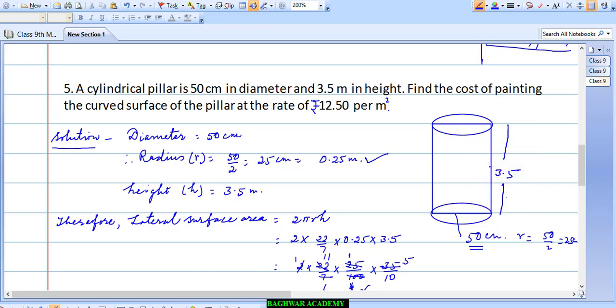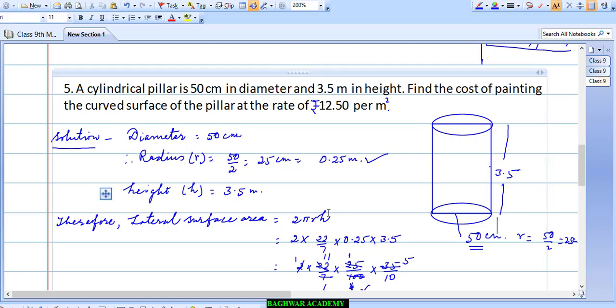You need to find out the cost of painting the curved surface of the pillar at the rate of 12 rupees 50 paisa per meter square. So easy question it is. You need to find out the curved surface area of the pillar, and it is required to be multiplied by 12 rupees 50 paisa, and you will get the answer. The same thing has been done. Just see, radius we have got 0.25 meter, height we have got 3.5 meter.